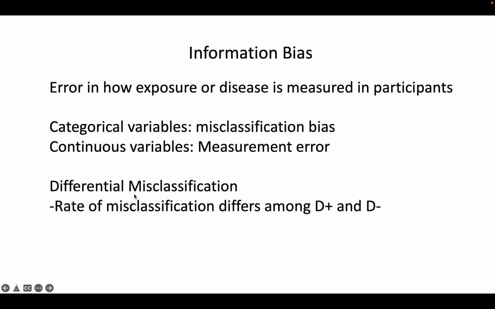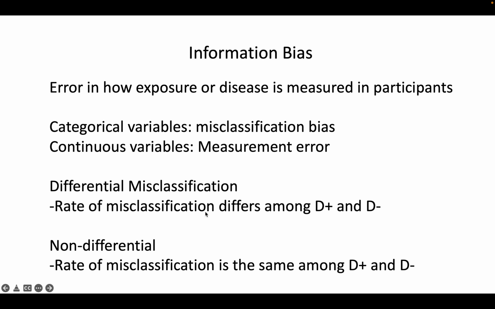Differential is the more egregious of the two, and that's basically when the rate of misclassification is different depending on your disease status. And I imagine it's the same kind of thing if the rate of misclassification of disease differs among exposure status. Basically, it's differential because the rate of misclassification is different between two groups. In this example here, like in a case control, it's like if our exposure measure was different in accuracy between cases and controls.